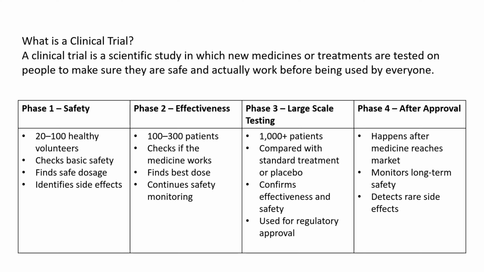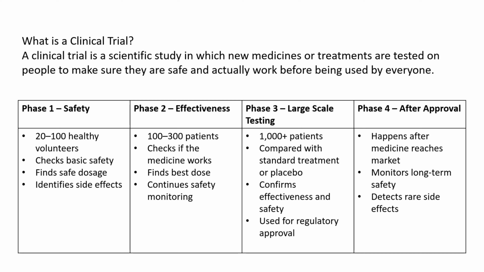Let's move on to phase 3. Phase 3 is large-scale testing. You have around 1000 plus patients, and the drug is compared with the standard treatment or a placebo in the market. A placebo is nothing but a dummy treatment or sugar pill. This is done to confirm the effectiveness and safety of the study drug, and it is also used for regulatory approval.